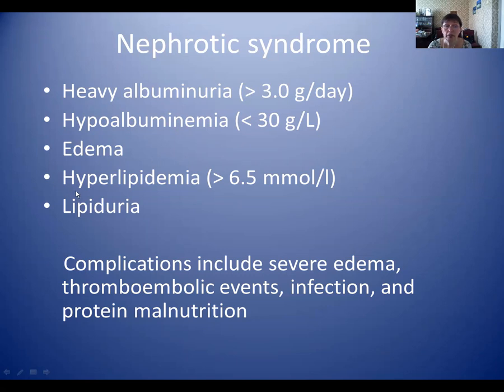Then also it will be increase in blood of the lipids. So total cholesterol may be more than 6.5 millimole per liter. This is specific for nephrotic syndrome. And as a result of the hypoalbuminemia, the edema on the different parts of the body may appear, first of all on the face, and then the whole body may be edematous. And also the high level of the lipids in blood leads to high level of them in urine also.